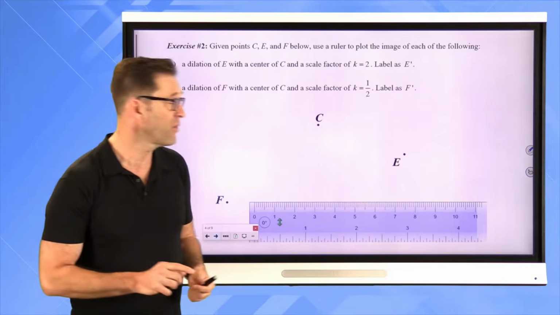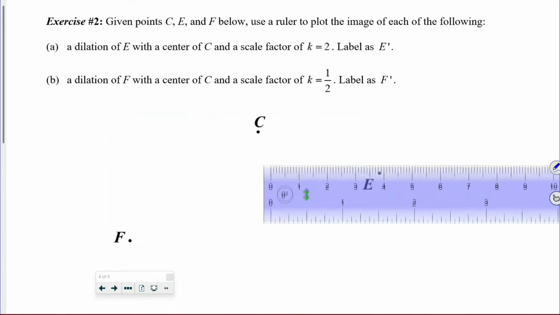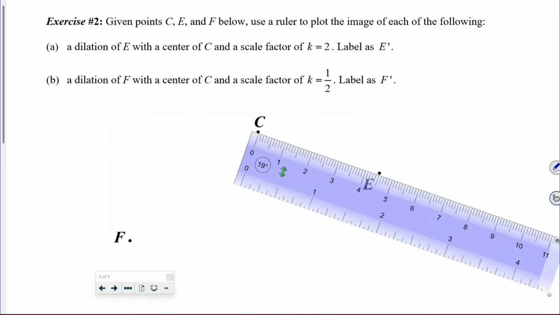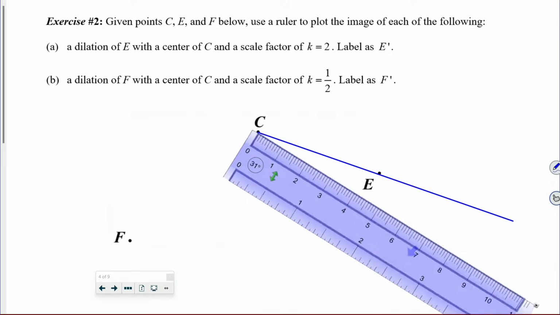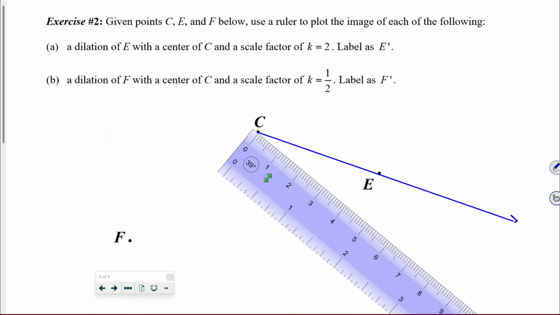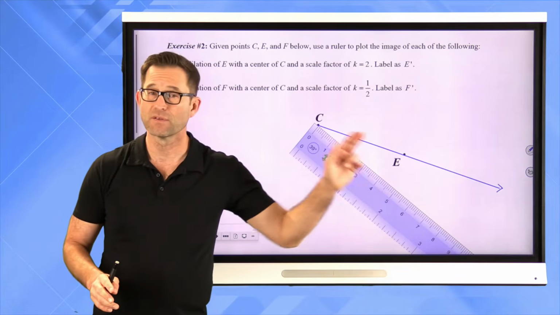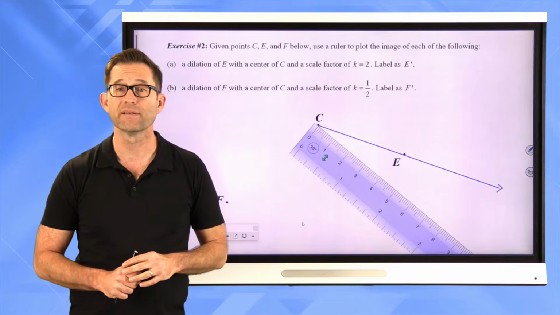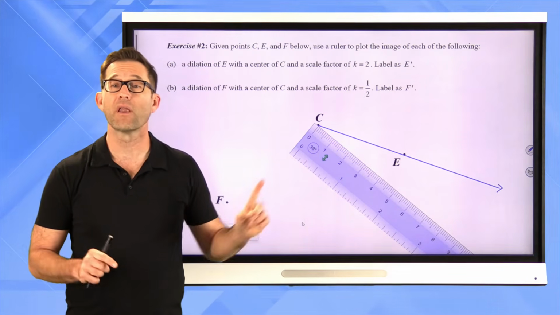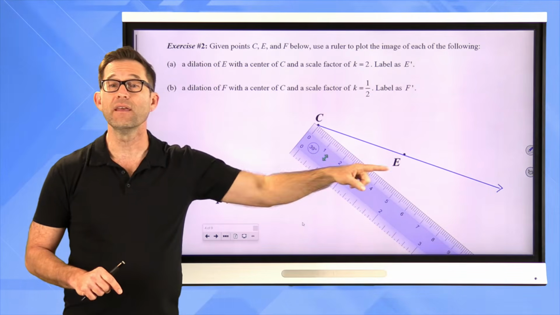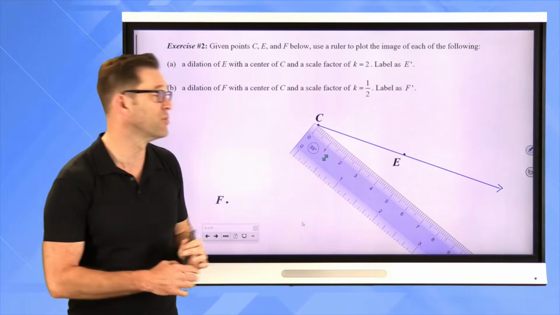Now the idea here is, if I want to locate where E prime is, the first thing I'm going to do is take my straight edge and draw a ray through C and E prime and E. Now E prime lies somewhere along that ray. Where should it lie? Well, it should lie twice the distance away from C that E is. That's what K equals 2 means.